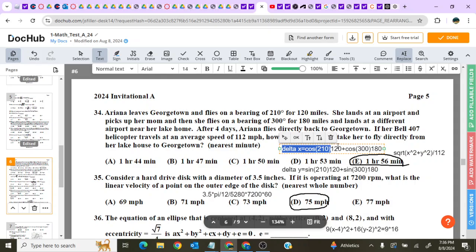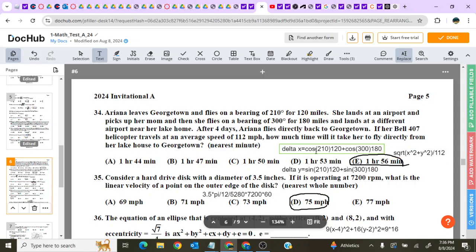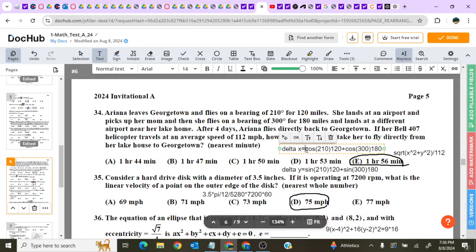Well, to figure out how far she is from her home, we need to use the Pythagorean theorem, as seen here, to figure out the distance. So we need our change in x and change in y. Well, the cool thing about bearings is that they work such that putting cosine and sine of them inside will successfully get you the change.